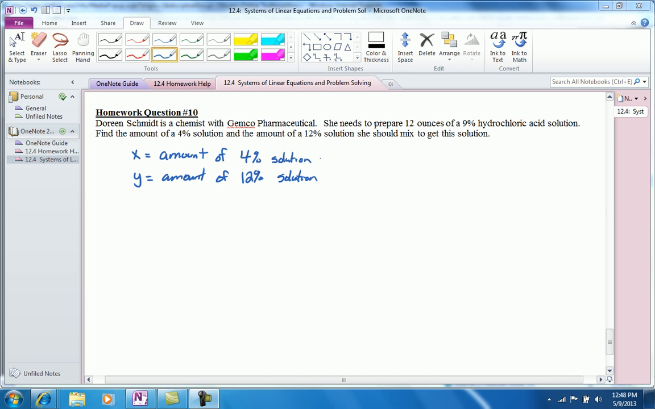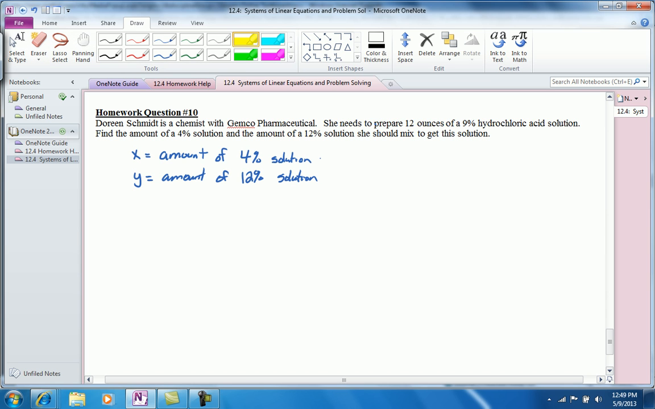Okay, so I assigned X to be the amount of the 4% solution and Y to be the amount of the 12% solution. Okay, so those are the two things I'm trying to find. In order to find those, I need to set up my system of equations. So I'm going to derive two equations from this word problem.